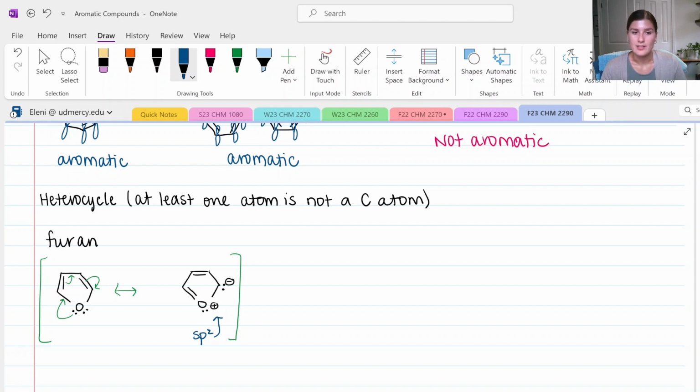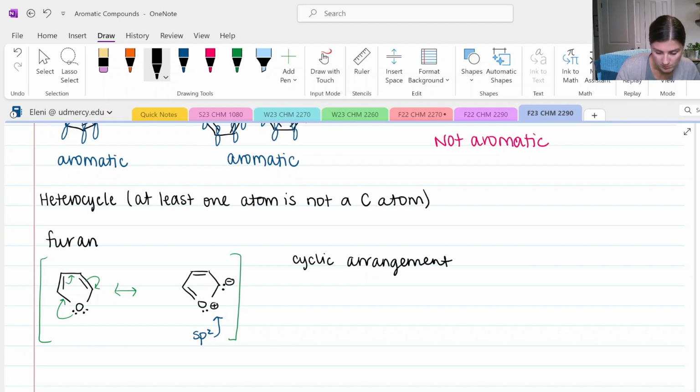We have an sp2 oxygen and sp2 carbons. So we do have a cyclic arrangement of unhybridized p orbitals. We can say every atom in the ring has an unhybridized p orbital. And we said that each atom is sp2 hybridized, so it is planar.